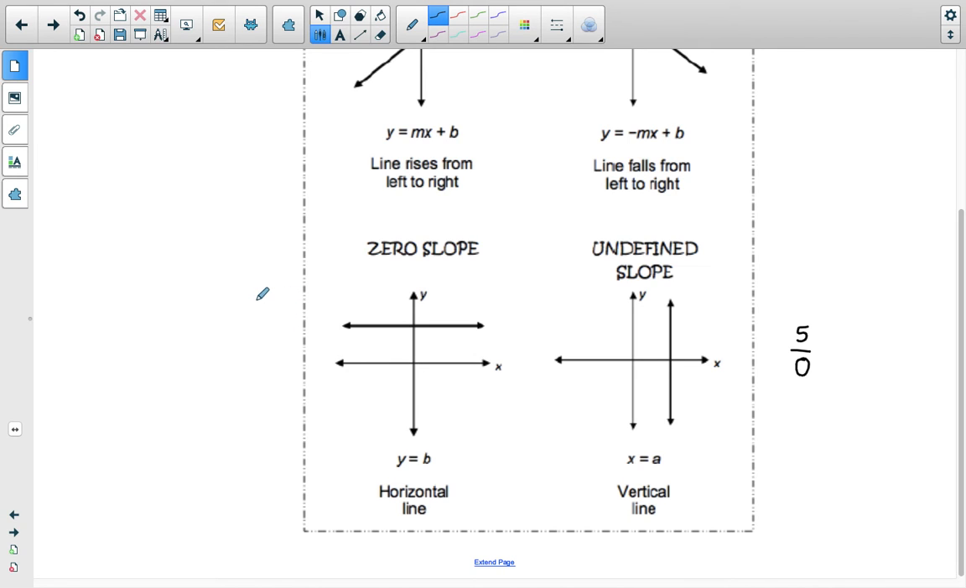A zero slope is when your change in y is 0 over your change in x is any type of number. You are allowed to divide 0 by a number, but you are not allowed to divide a number by 0. This is undefined. Sorry, I spelled that wrong. Undefined. Any number divided by 0 is undefined. But any 0 divided by a number, you're allowed to have. This would be equal to 0. As long as you do not have 0 in the denominator, you are fine.